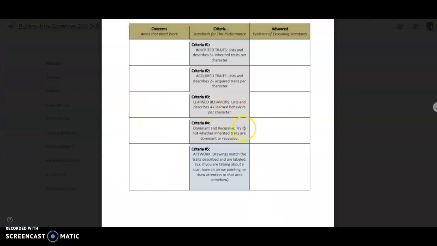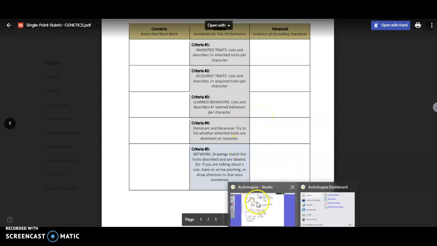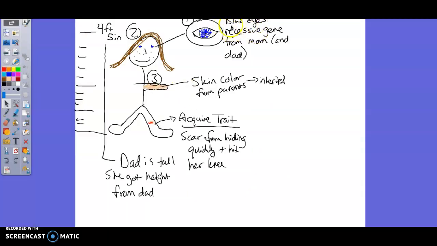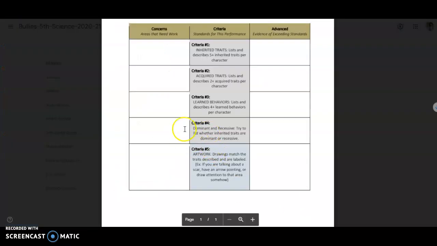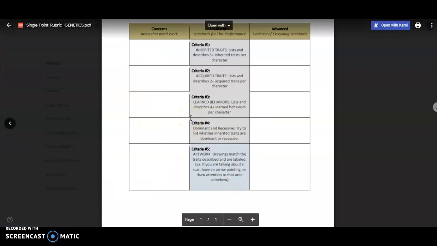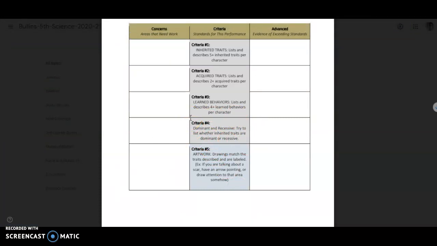When you're talking about traits, whether it's Claudia's brown hair or her blue eyes, notice how I said they're inherited from mom, and I used the word recessive. Skin color, inherited from parents. Make sure you're using the words recessive and dominant when you can, just so that you're practicing using those words so that when we encounter those on the test and the quiz, they're not new to us as well.